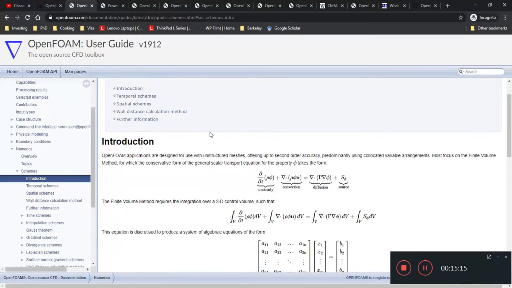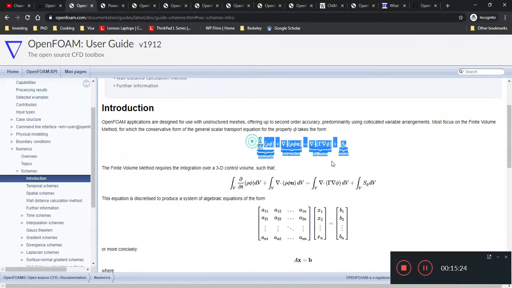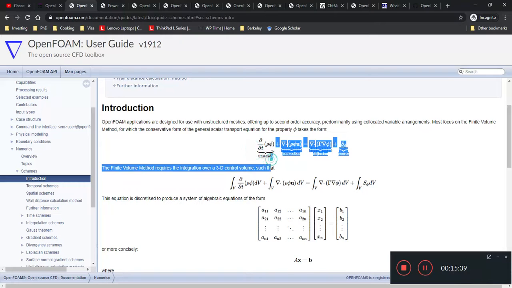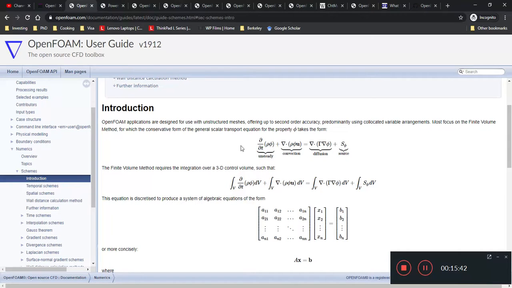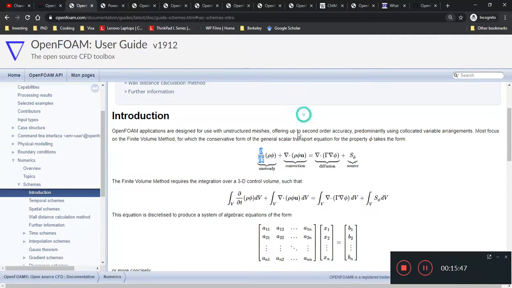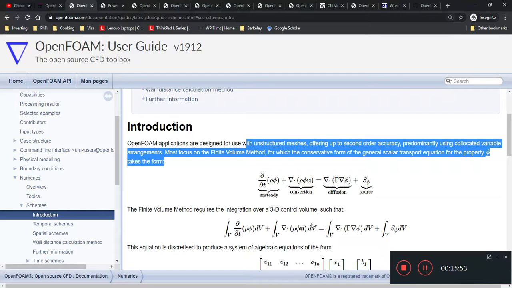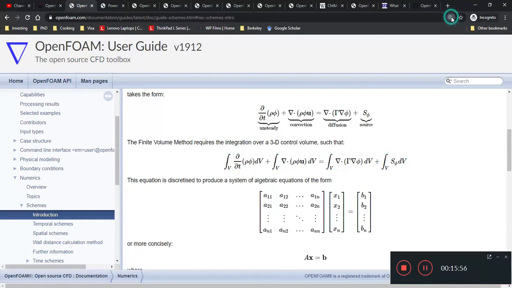So let's just take a step back and take a look at the theorem being used. Let's say you have this equation you're starting with, where you have del by del t of rho phi, which is the unsteady term. This is an accumulation term. And then the second term talks about convection.